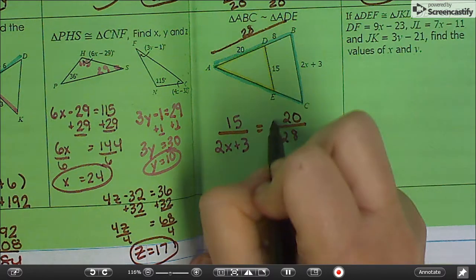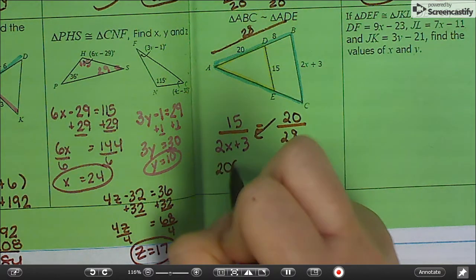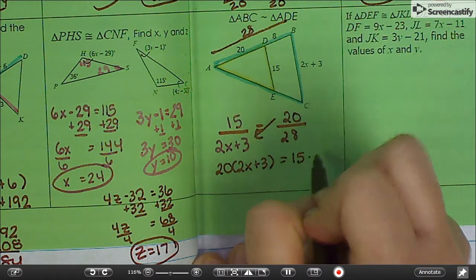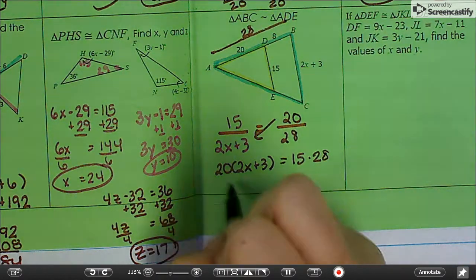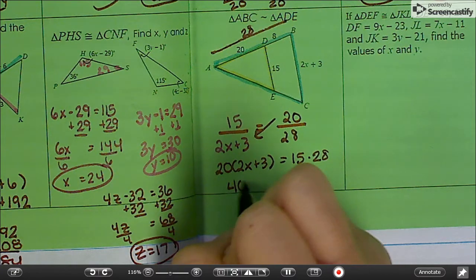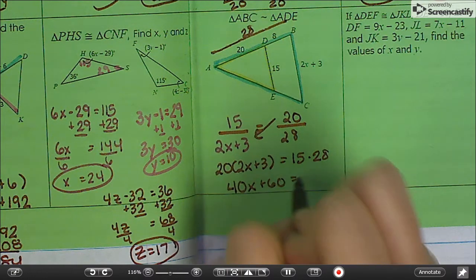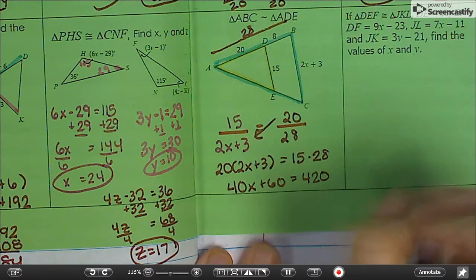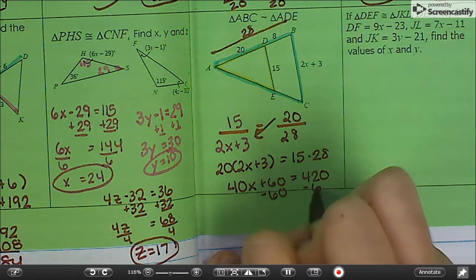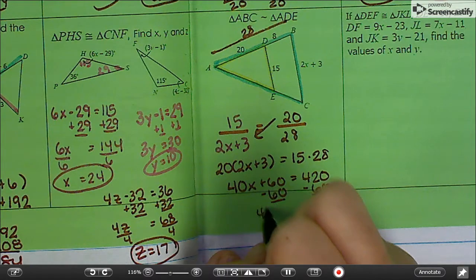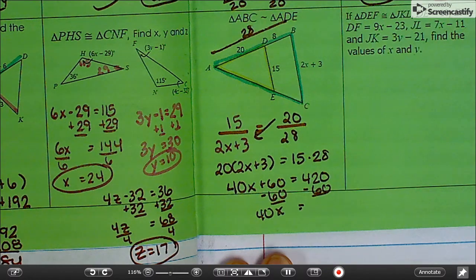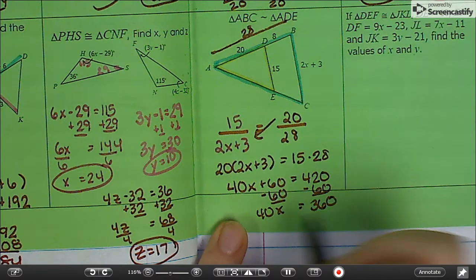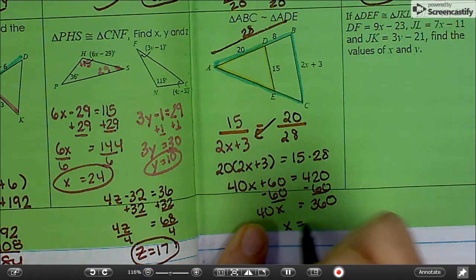Cross multiply. So we have 20 times 2x plus 3 equals 15 times 28. I'm going to distribute. So 40x plus 60 equals 420. Subtract 60 from both sides. So 40x equals 360. Divide by 40, so x equals 9.